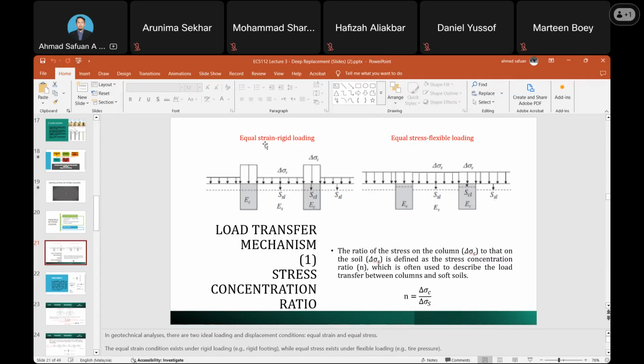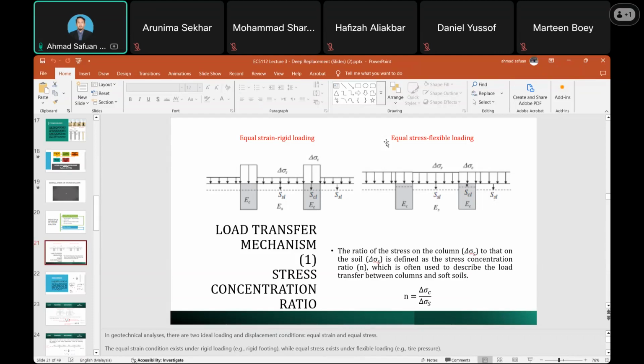So this is based on the equal strain, rigid loading, while this is based on the equal stress, flexible loading. So it depends on the type of loading, either rigid or flexible. Usually for rigid, it gives a higher stress on the column, while for flexible, it gives equal stress between the soil and the column.